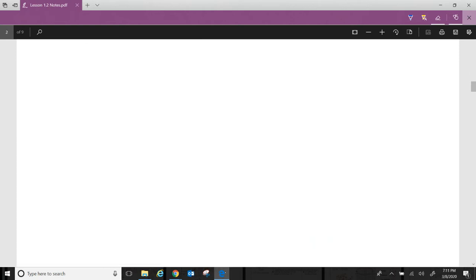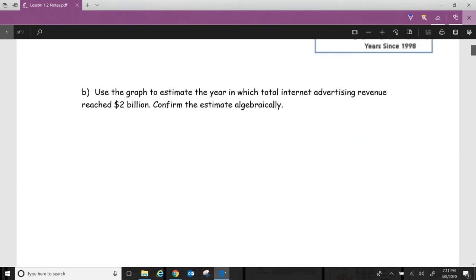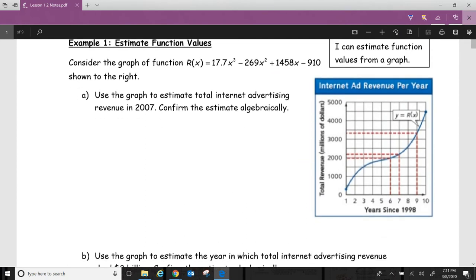We've got a multitude of different things that we are going to do, but in example 1, we're estimating values of a function. And all that really means is if we're given an x value, we're going to use a graph to approximate what the y value is. If we're given a y value, we're going to approximate the x value from the graph.